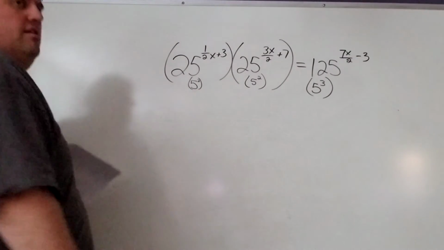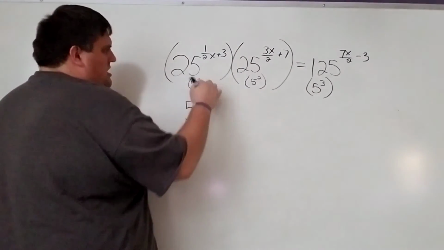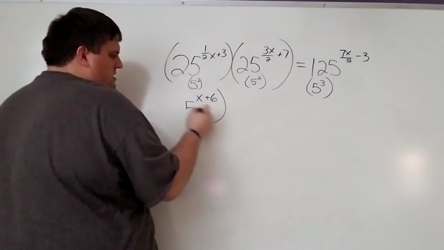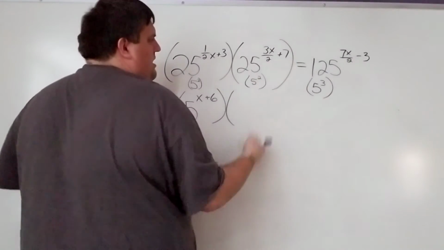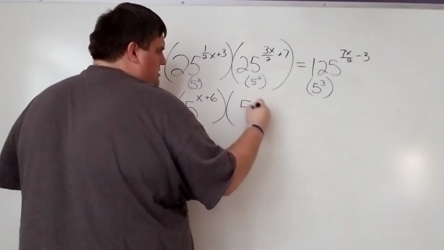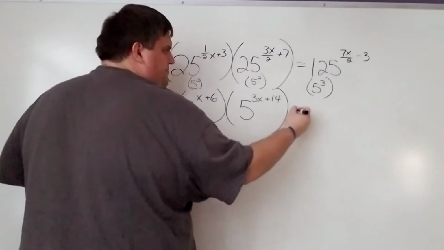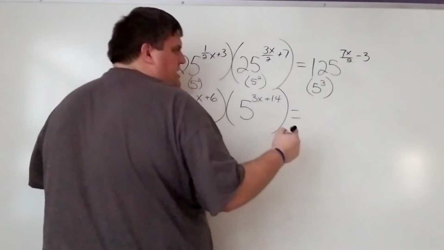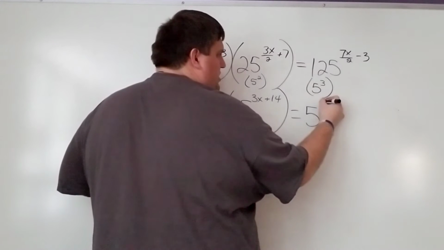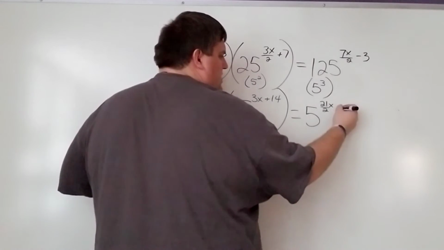And then we can distribute our exponents, use power to a power here. So 2 times 1/2 x is just x. 2 times 3 is 6. 2 times 3/2 x is just going to be 3x. 2 times 7 is 14. And let's see, 3 times 7/2 x, that one unfortunately is not as nice as the other ones. That's going to be 21/2. And 3 times -3 is -9.